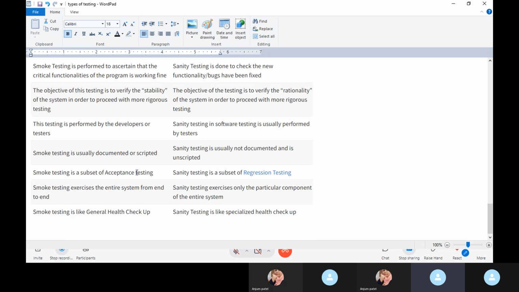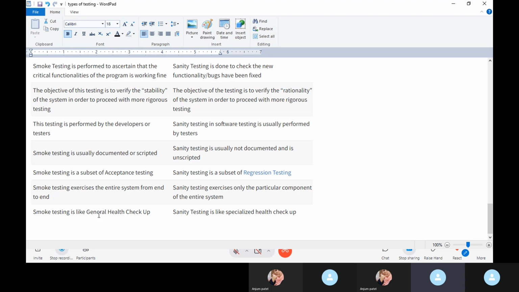Smoke testing is a subset of acceptance testing, and sanity testing is a subset of regression testing. That means in regression testing we do sanity testing, and in acceptance testing we do smoke testing. Smoke testing exercises the entire system from end to end, but sanity testing is done on a particular component of the system, like any particular section. We do sanity testing just to check whether this particular section is working fine or not. But smoke testing we do to check the entire end-to-end application.